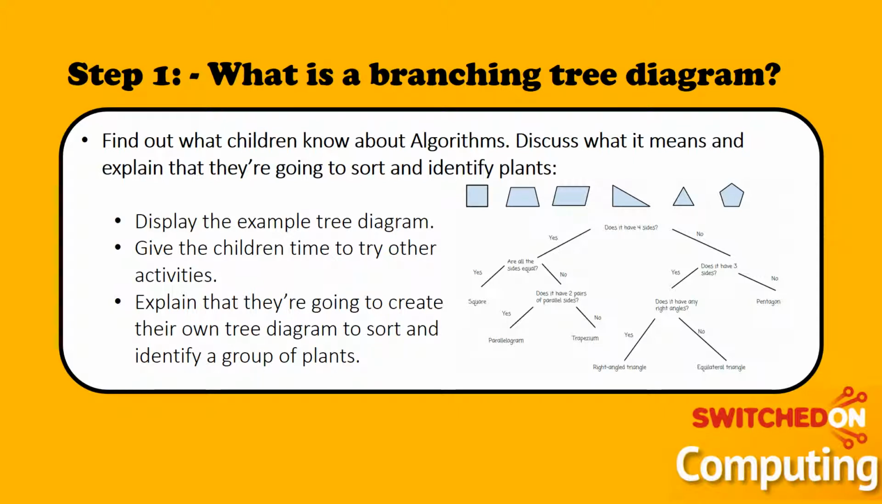So lesson 1 is all about what a branch and tree diagram is, and this example's in the PDF samples that are given away with the Switched On Computing samples. And you can see that this is a shape tree diagram, and it asks questions like, does it have 4 sides? If it's yes, are all sides equal, and so on, and then you can split it up.